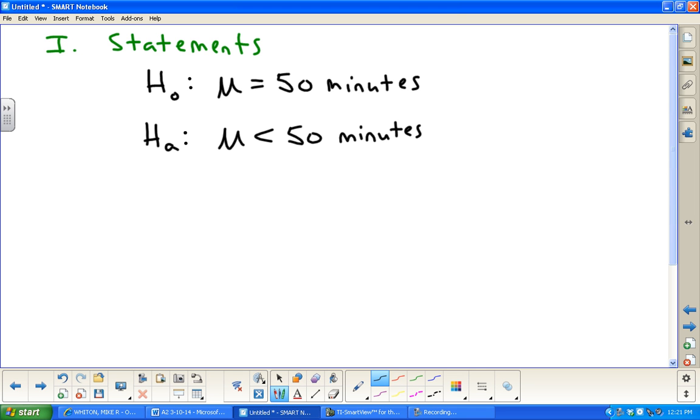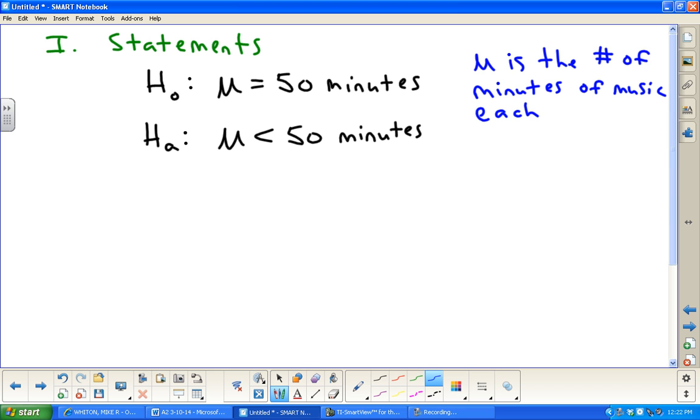Doesn't seem right. Okay, so we need to then just make a little statement for the reader of your problem that mu is the number of minutes, let's say minutes of music each hour. Okay, that's defining your parameter. What is mu? Okay, so that's what mu is, number of minutes. So now we'll go ahead and do our calculations.